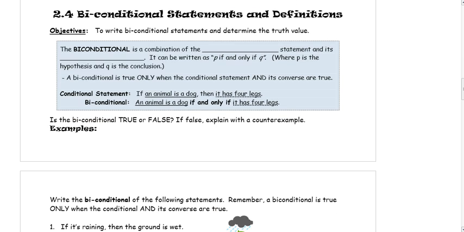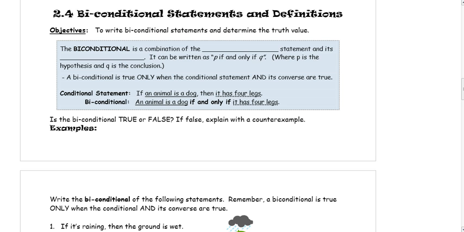Last part of this, biconditional statements and definitions. Basically, in geometry, we get definitions from biconditional statements. Things that we can prove are true, we know are true because we can't come up with a counterexample. Biconditional is a combination of the conditional statement and its converse. So you're going to look at both of those.